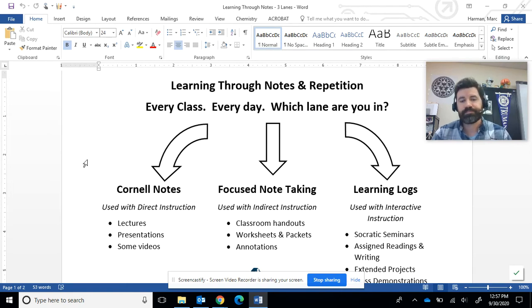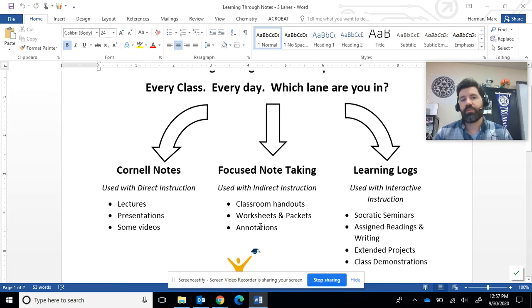over that lecture. Maybe the teacher is giving you a lab report or some kind of worksheet that you're supposed to fill out and complete. Well, in that case, you use what we call focused note taking, and maybe it's like a seminar or a discussion that you're doing that day. In that case, you would use a learning log. So you have to think, what's going on in class? How are you learning information? Is it direct instruction? Is it indirect instruction? Is it something that's more interactive? And depending on what you're doing in class, that's the type of notes that you will take.